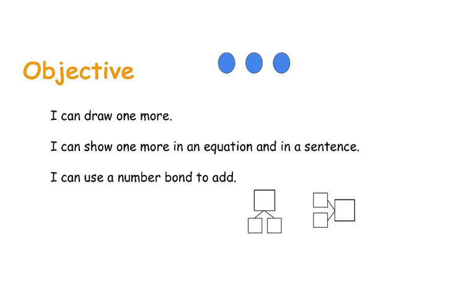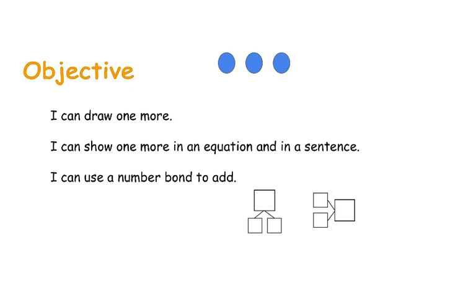So our objective for today is that at the end of the lesson, you will be able to say, I can draw one more. I can show one more in an equation and in a sentence. And I can use a number bond to add. So what this will look like is, you can see I have 3 circles at the top of the page.